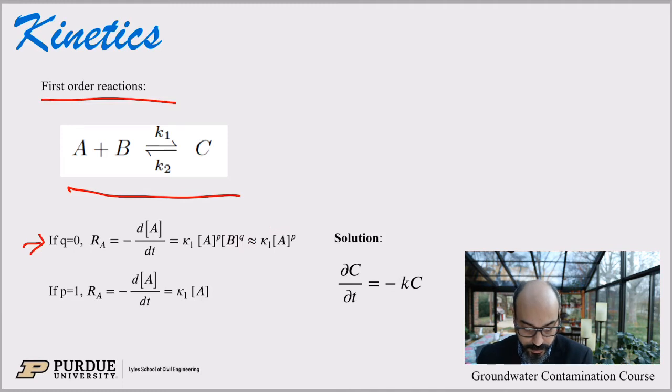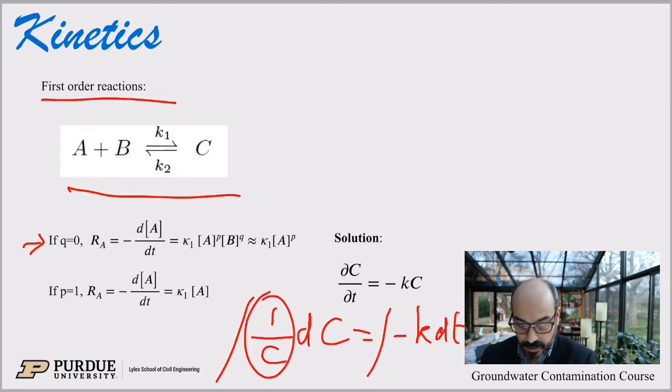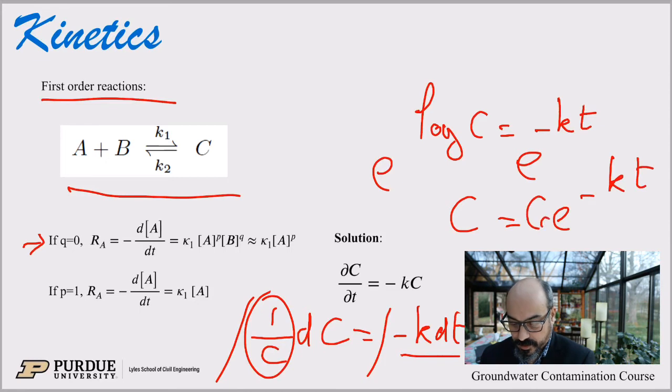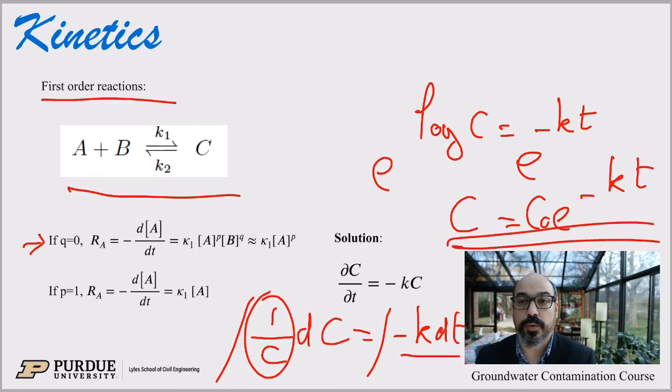So if we do 1 over c dc equals minus k dt, we can integrate those two things. 1 over c becomes a log, so it's like log c equals minus kt essentially, and there's a c0, and then we can just take the exponential of those. So we get c equals c0 e to the minus kt. Okay, so this is your first order reaction rate, first order reaction.